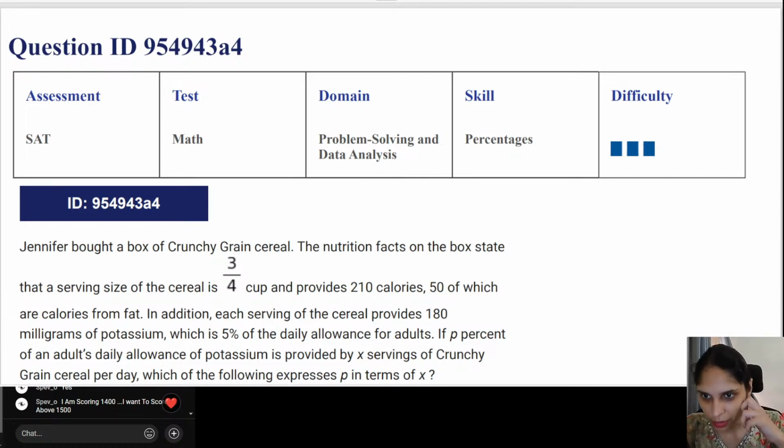Also, I came early. I'm scoring 1400. I want to score above 1500. Yes, because above 1500 is a good score. And yes, you can definitely improve. You only have to focus more on medium questions and the hard questions. I think that will improve your score a lot. And whatever your weak areas, just keep working on that.